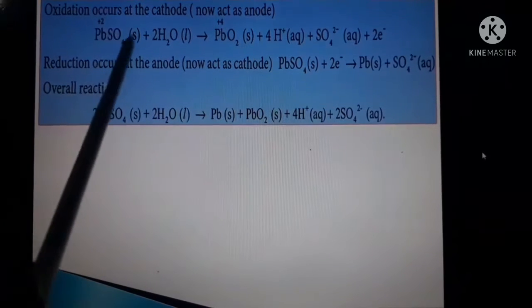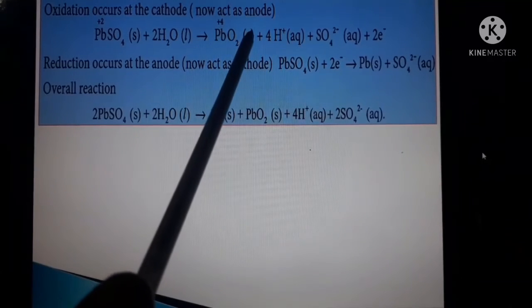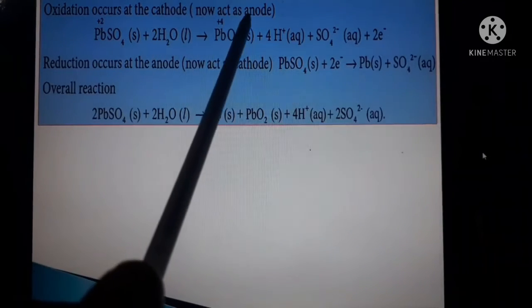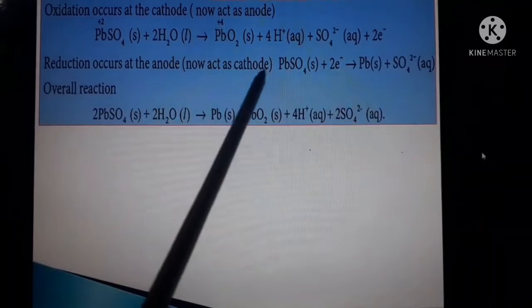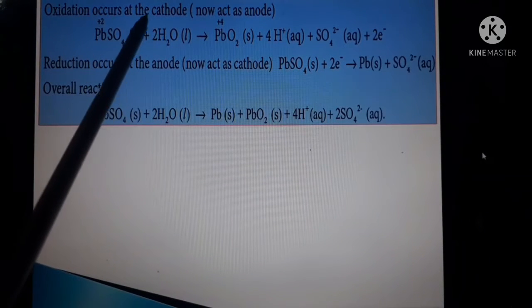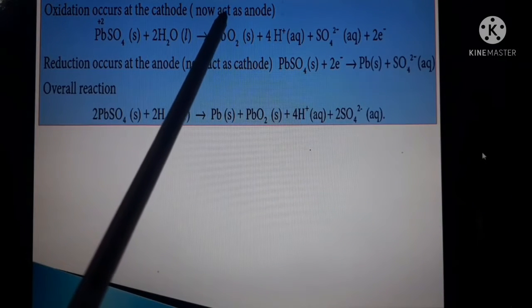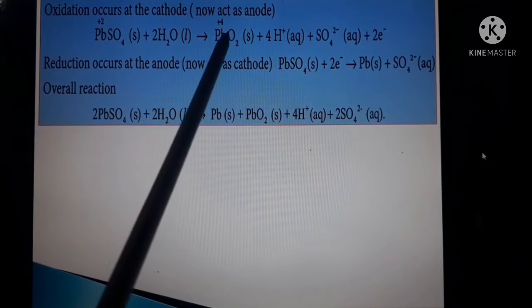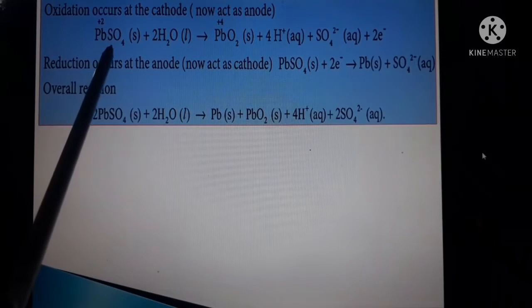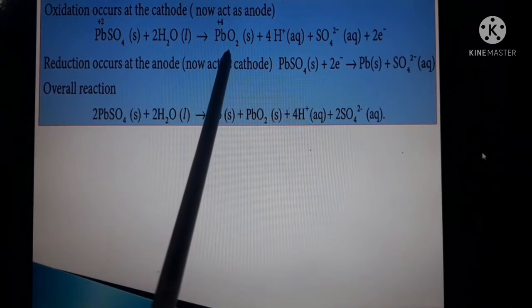Next, during the recharging, the anode acts as a cathode and the cathode acts as an anode. This is the recharging time. Lead sulfate is combined with water to give lead oxide. You know very well, lead oxide is one of the electrodes. So lead sulfate reacts with H2O. Again we require lead oxide at the time of recharging.